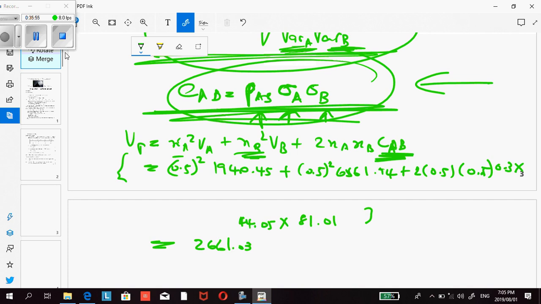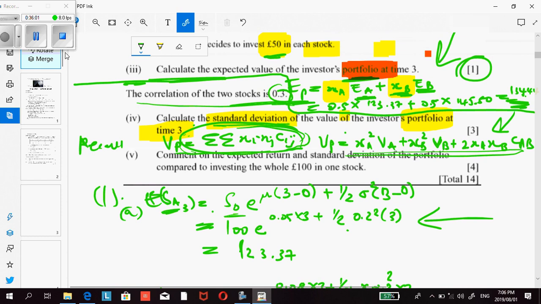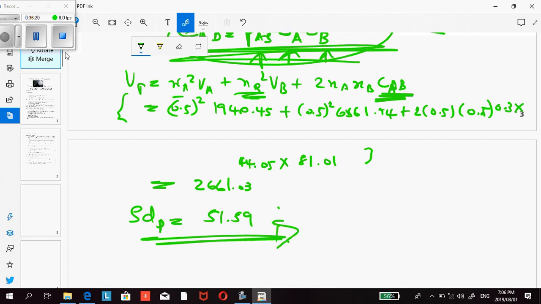If you punch this whole thing in your calculator, you're going to get 2661.03. But you go back and read your question very carefully. The examiner was looking for the standard deviation, so you have to take your square root. Don't forget. Taking the square root, I get 51.59. And there is the standard deviation of your portfolio.